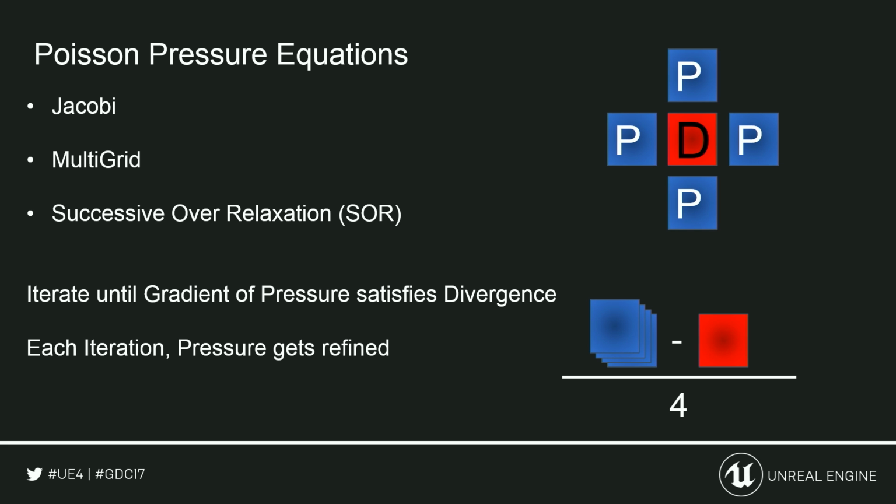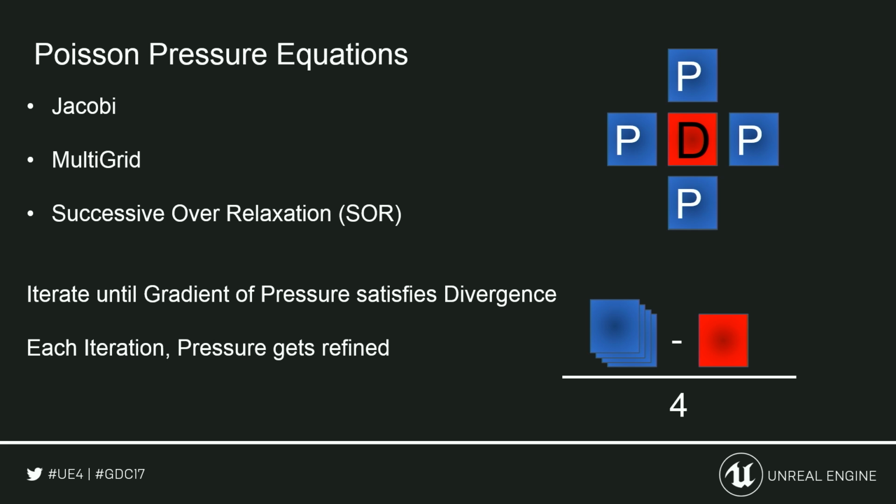So there are a lot of different methods of doing these iterations. The most common one, which we'll be using here today, is Jacobi iterations. And there are more optimized methods, such as multi-grid or successive over-relaxation. Multi-grid is a pretty simple concept where you do these iterations at a lower downsampled render target, and then you perform just a couple iterations at your final resolution.